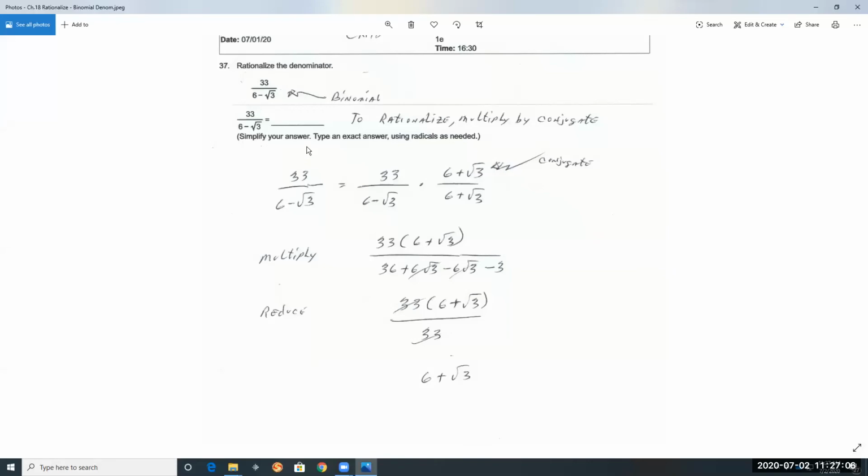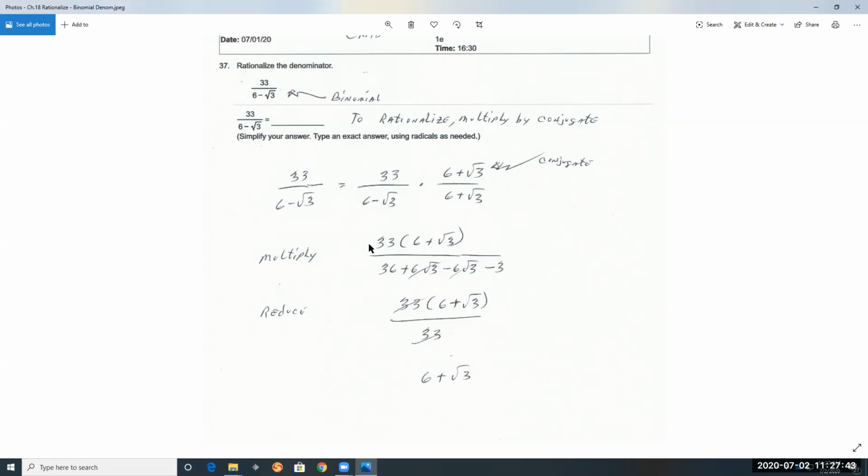In this problem, we're asked to divide out or rationalize the denominator. Note that the denominator in this case is a binomial rather than a monomial. To rationalize, we multiply by the conjugate. The conjugate is found by looking at the denominator and forming the opposite binomial. So 6 minus square root of 3, the opposite is 6, well, I want to say opposite connecting symbol. So 6 plus the square root of 3 all over itself.